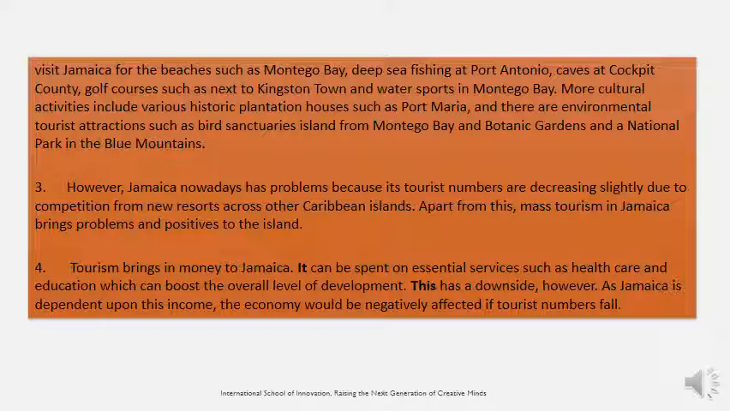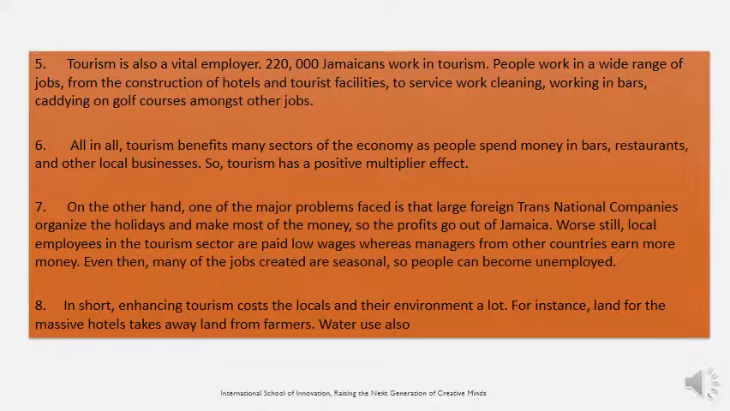This has a downside, however. Downside means a negative effect. As Jamaica is dependent upon this income, the economy would be negatively affected if tourist numbers fall. So Jamaica depends on tourist numbers. So if the tourist numbers fall or decrease, they will be negatively affected.